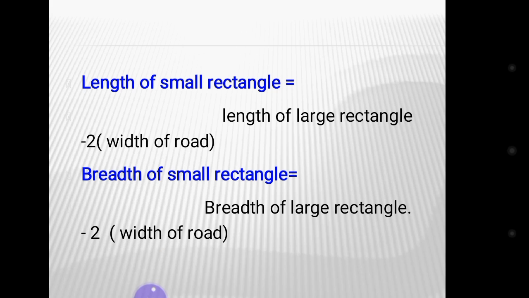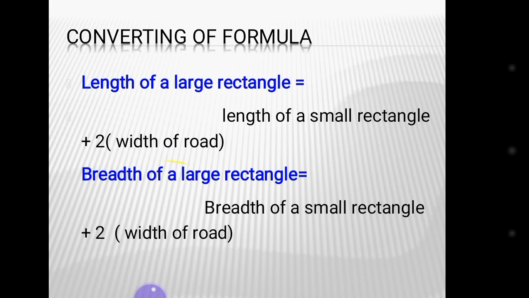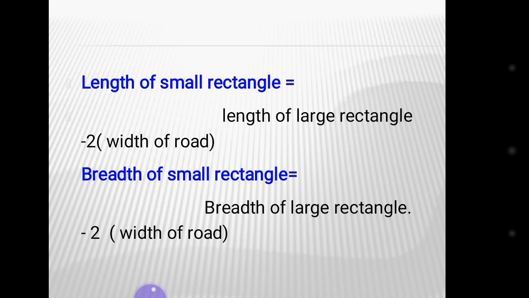Hence, the length of the small rectangle is equal to the length of the large rectangle minus 2 times the width of the road. And the breadth of the small rectangle is equal to the breadth of the large rectangle minus 2 times the width of the road.